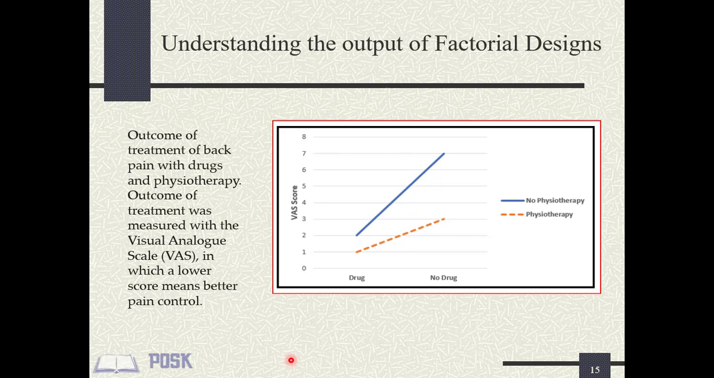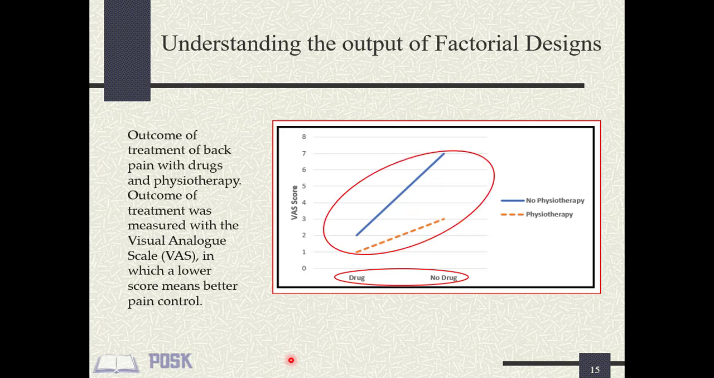This slide shows the result of a study in which the effect of an analgesic drug and physiotherapy on back pain in a group of patients was investigated. The two treatments are the factors. Remember that factors are the independent variables. In the graph, the two groups of drug, which is one of the two independent variables, is on the x-axis.